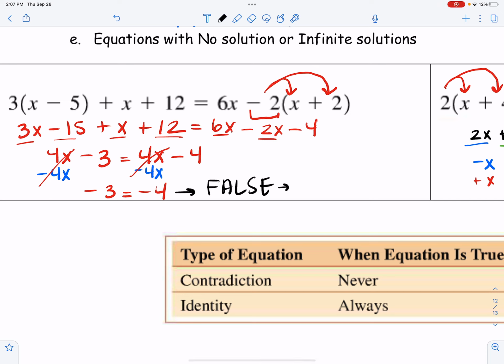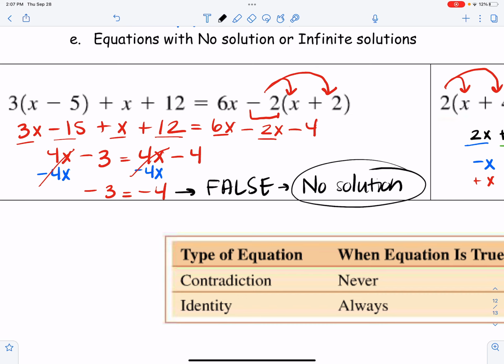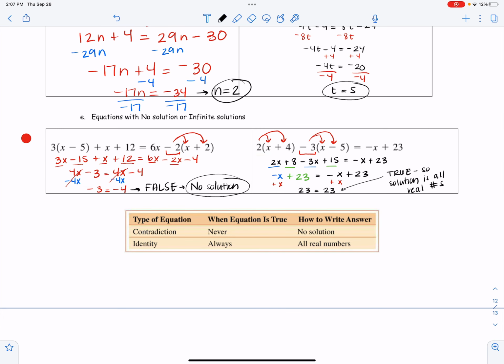When you have a false statement, what that means is that your equation has no solution. There will never be a case where that equation holds true.